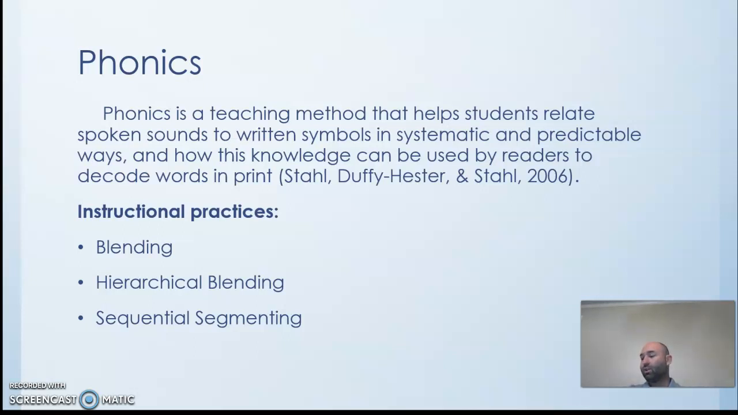And then sequential segmenting. What we have there is we stretch out the word to try and figure out how to write the word. So again, if we were going to say fun, we would count the sounds f, u, n. We would try to relate the sound that we know with the letter that we know to get that sound.